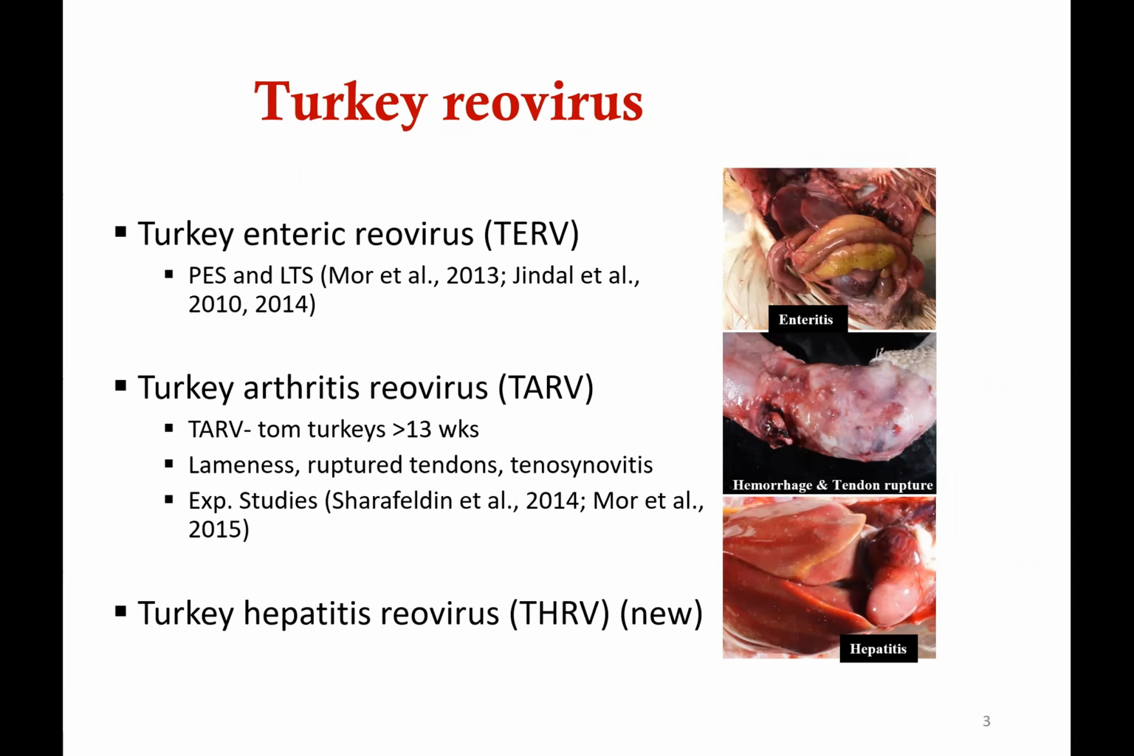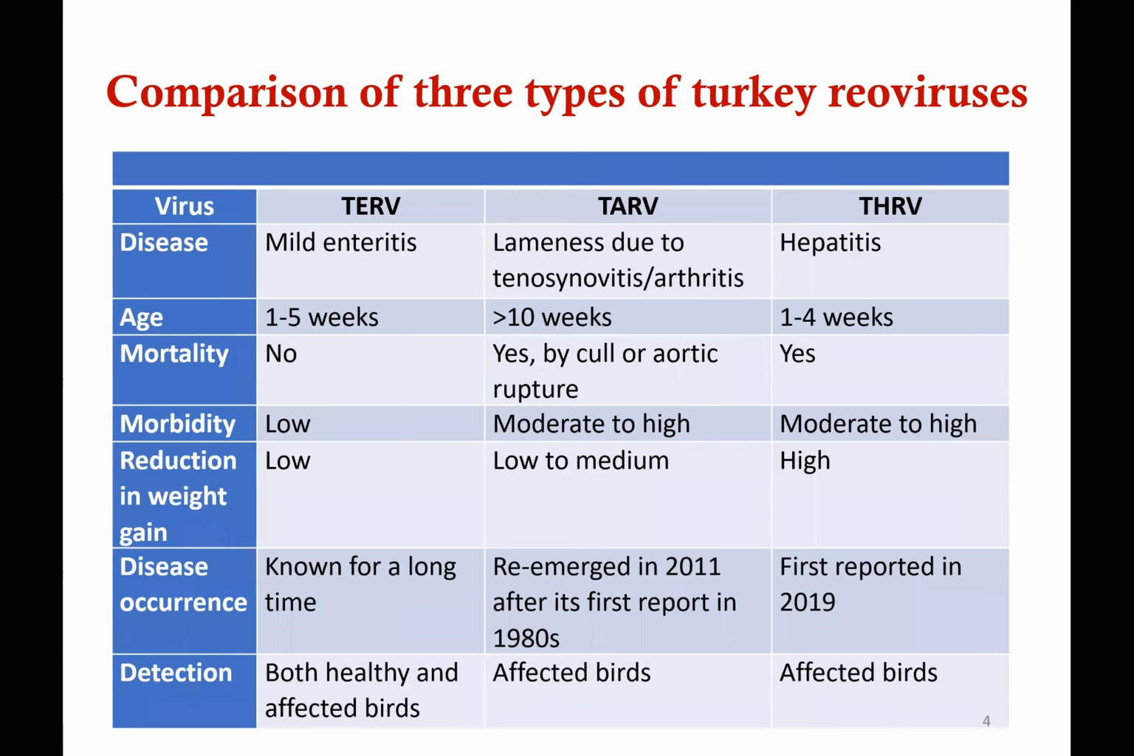I would like to emphasize that this is tentative nomenclature just to differentiate these three different disease conditions or three types of reoviruses. To summarize, we have enteric type reovirus, not a big concern for the industry. Then arthritis type reovirus, mainly infecting older age turkeys, causes significant economic impact due to high culling rate. And hepatitis reovirus, mainly infecting young turkeys, also with moderate to high mortality.